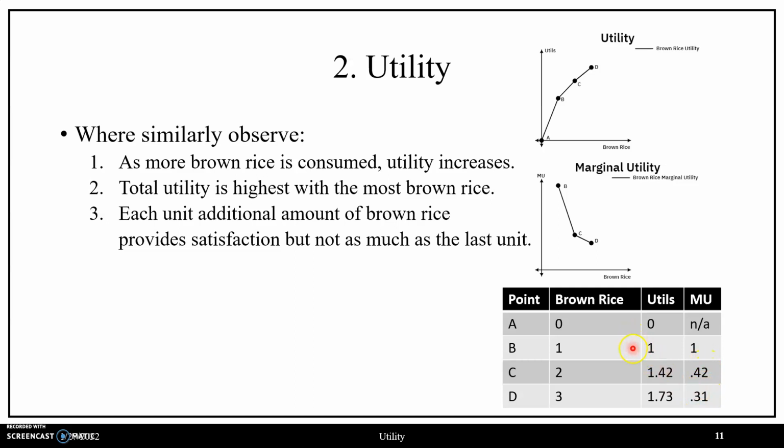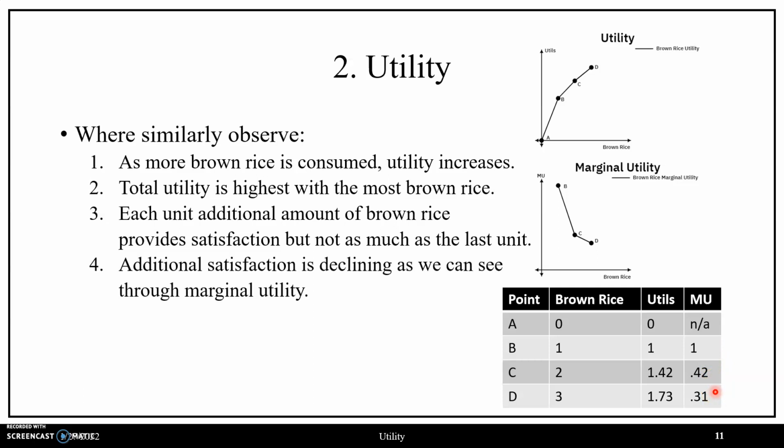We're going from A to B, B to C, and C to D. Going from A to B, the difference in utils is 0 to 1, so marginal utility is 1. From B to C, utils is going from 1 to 1.42, so the difference is 0.42, so positive but declining. And to go from C to D, 1.42 units of utils to 1.73, the difference is 0.31, so less than 0.42, so we have positive but declining marginal utility in our table representation as well. And this further shows us the law of diminishing marginal utility.